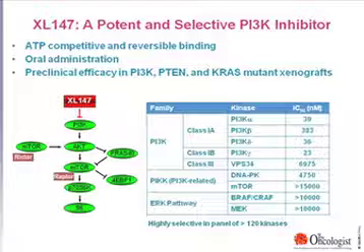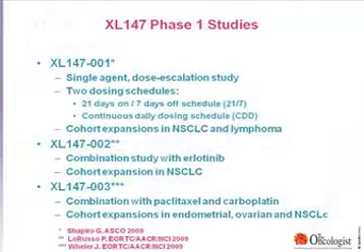XL147 is a selective PI3 kinase inhibitor. You have a description of the inhibitory concentration 50 of the different kinases. And as you can see, this compound is a potent inhibitor of the class 1 PI3 kinase family. But it does not inhibit mTOR, and it does not inhibit the MEK pathway. So this is a pan-PI3 kinase inhibitor. It's ATP competitive, can be given orally, and it has preclinical efficacy in PI3 kinase, PTEN, and KRAS mutant xenografts.